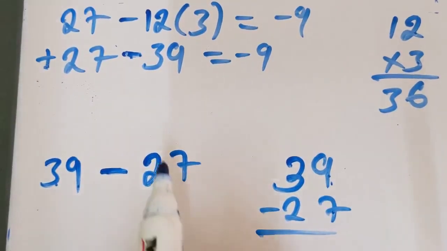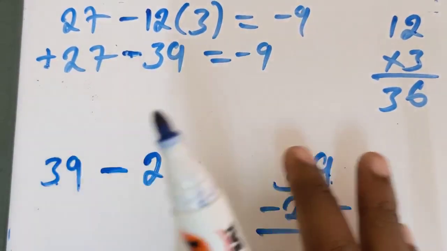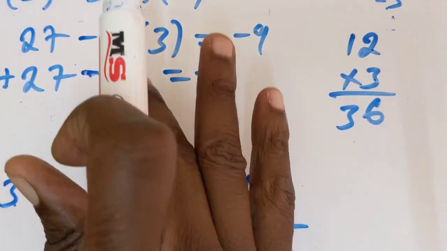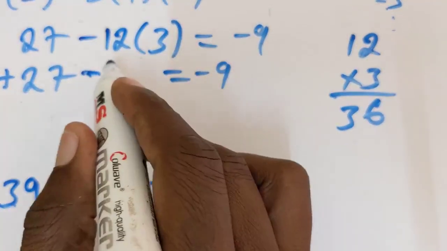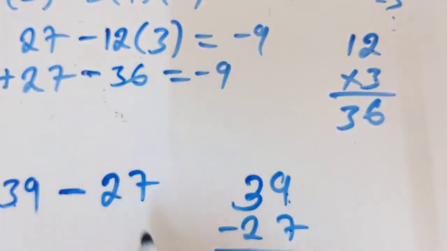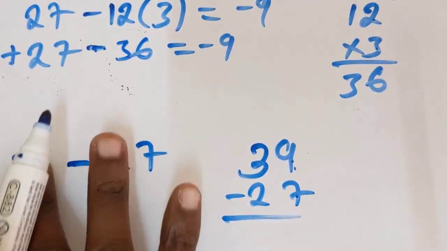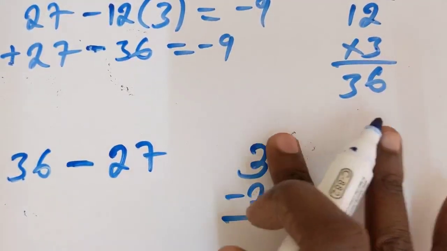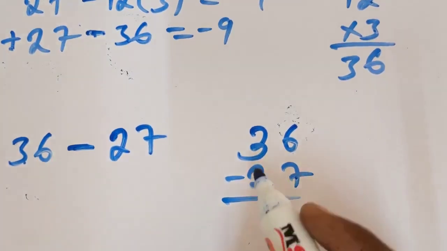Oh no, here I made a mistake. This is not 39. It is 36. We had found that it is 36, but I've put 39. I'm sorry on that one. So here it's 36, like that. So meaning that here also it must be 36.